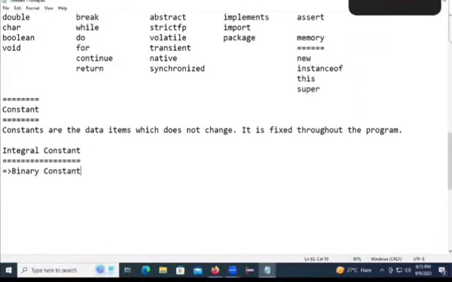In integral, we have binary constant, octal constant, decimal constant, and hexadecimal constant. All of these come under integral. You take binary, octal, decimal, hexadecimal, and any value can be stored into byte, short, int, or long type. Any kind of value can be stored into those containers.